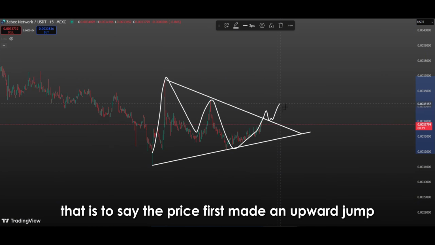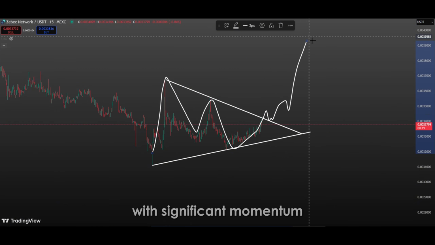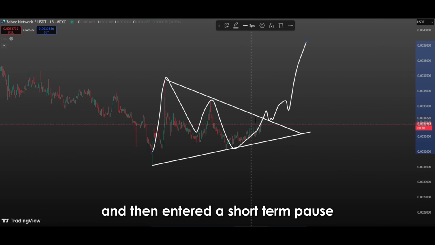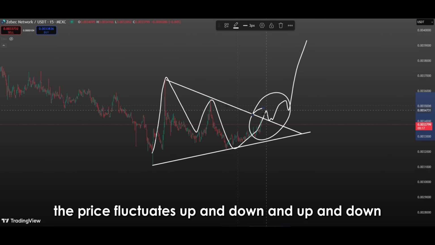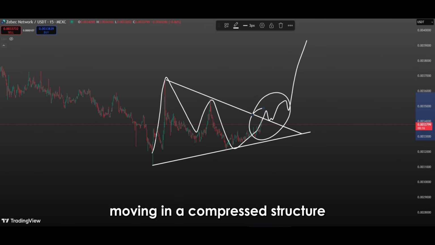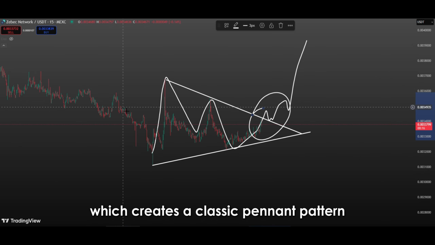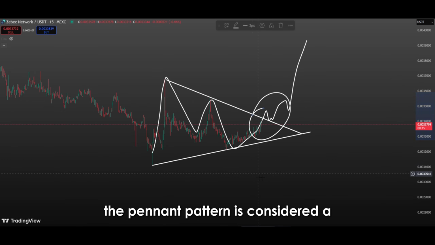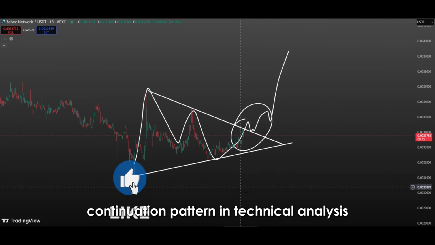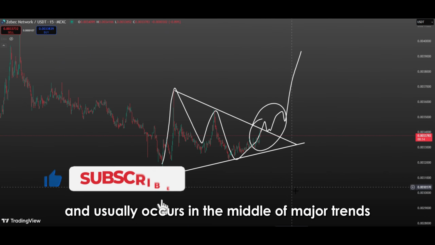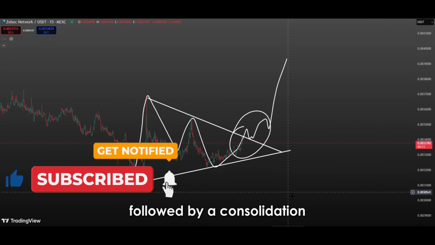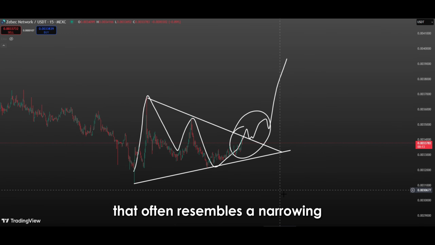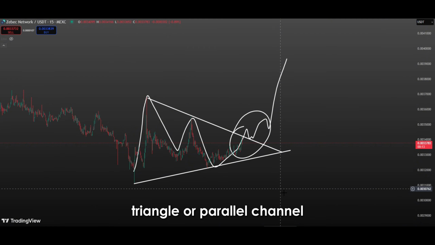That is to say, the price first made an upward jump with significant momentum and then entered a short-term pause after this strong move. During this pause, the price fluctuates up and down, moving in a compressed structure which creates a classic pennant pattern. The pennant pattern is considered a continuation pattern in technical analysis and usually occurs in the middle of major trends. It starts with a sudden and strong price movement, followed by a consolidation that often resembles a narrowing triangle or parallel channel.